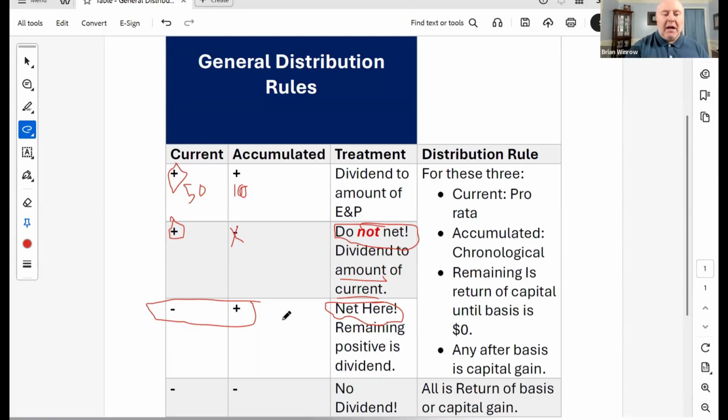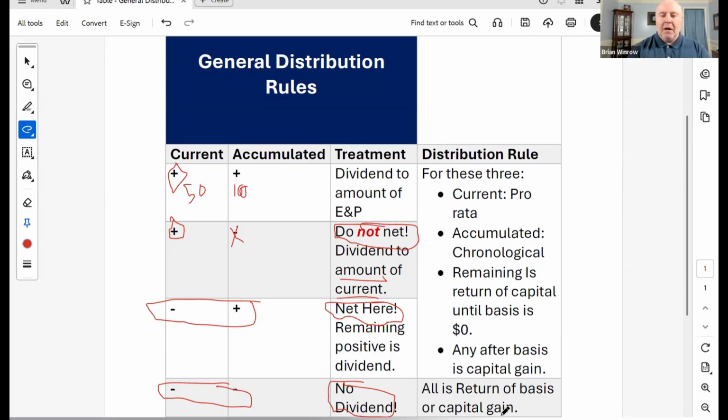All right. So now we're looking at this final one, which is going to be a negative and a negative. That's a simple one. If you have that one, you're doing good. You don't have to really worry about much because that one's going to be no dividend. So you'll be excited if you see that one on the exam. It's no dividend. We go straight to return of basis, so return of capital or capital gain. All right. So I put return of basis, but it's reducing our basis, so return of capital or capital gain.